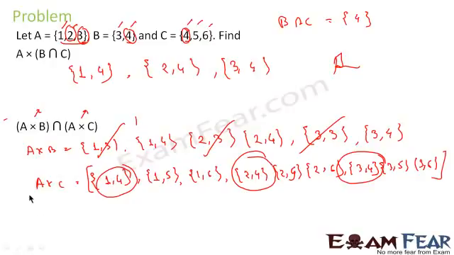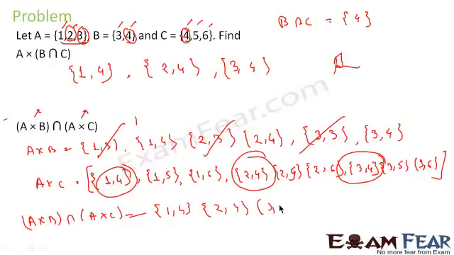That means we can say A cross B intersection A cross C is equal to {1 comma 4, 2 comma 4 and 3 comma 4}. This is the answer. I hope you got the logic of what we have done. We have first found A cross B, then A cross C, and then we did the intersection, that is, we found the common elements between these two sets.